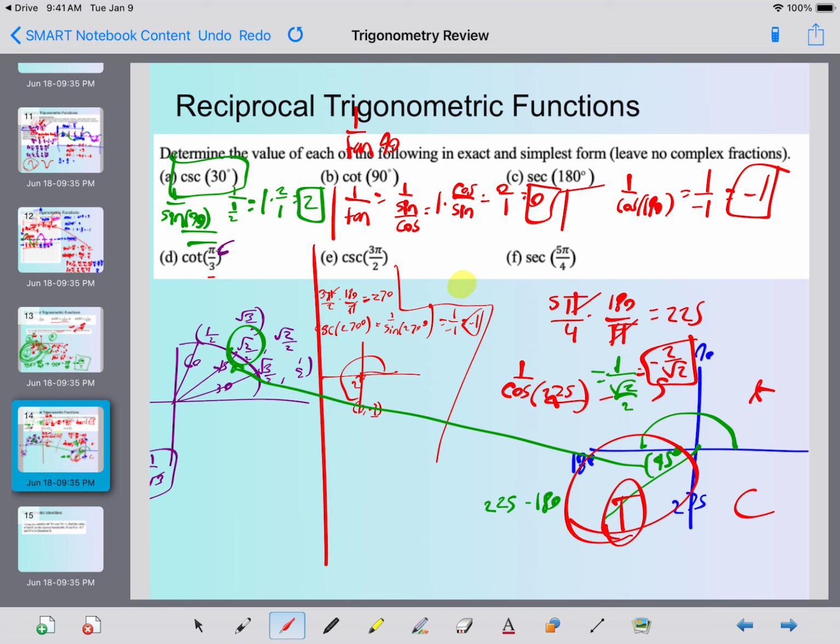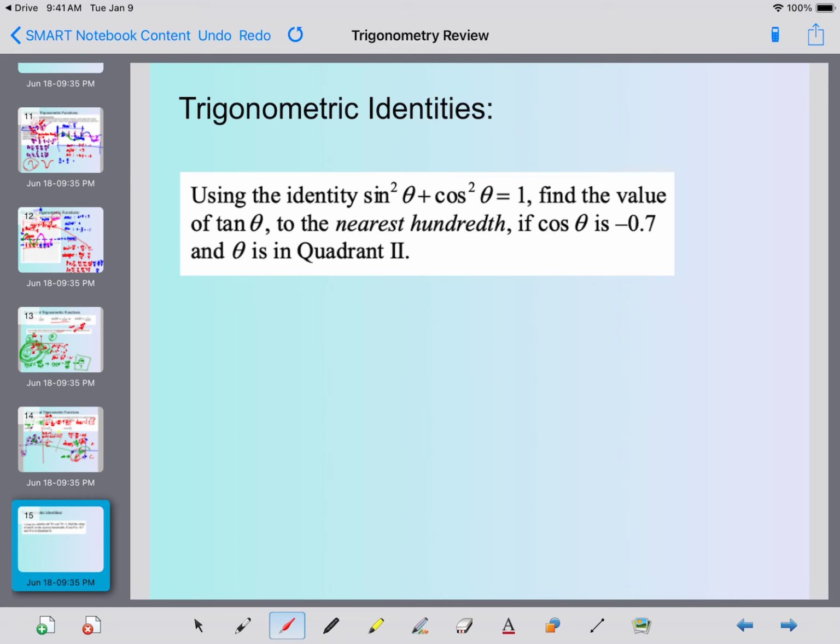Lastly, trig identities. Now, throughout the year, I taught you guys most of the trig identities, right? I also derived most of them. On the Regents, they really only talk about Pythagorean's identity. Now, something that's kind of cool about Pythagorean's identity.